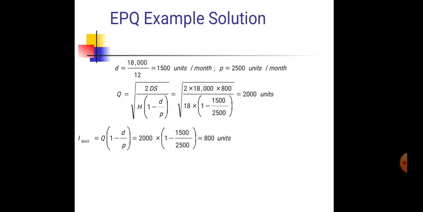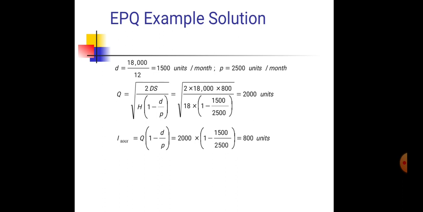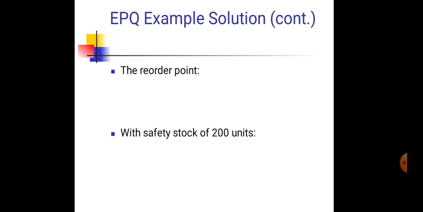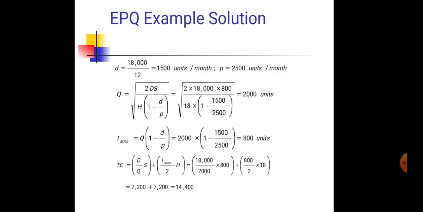So the formula for Imax is Q into 1 minus the monthly demand over the monthly production. And this is the total cost. Once Q is known, once Imax is known, you substitute these things. D and S are already known, so you can find out the total cost. So this is the solution. In this way you can calculate.